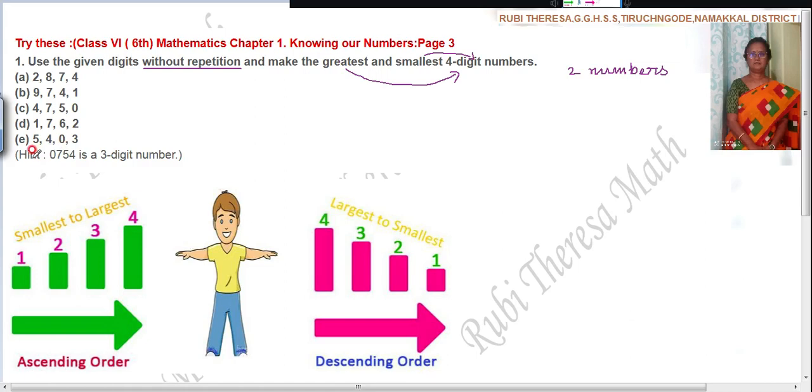So here they have given the hint. When they give 0, if you begin a number with 0, then it is not a 4-digit number. It is a 3-digit number. So when they are giving 0, you should not start with 0 for the smallest number. If you write it like this, then what is the digit? 3-digit number. So you don't start with 0.